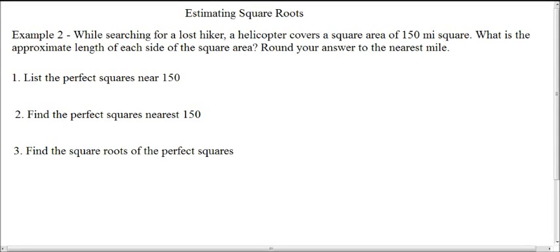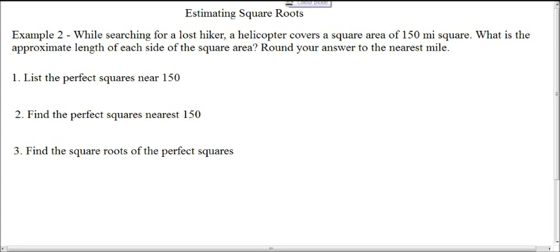Example number 2, taking a look at estimating square roots. While searching for a lost hiker, a helicopter covers a square area of 150 square miles. All right. What is the approximate length of each side of the square area? And here they're asking you to round.